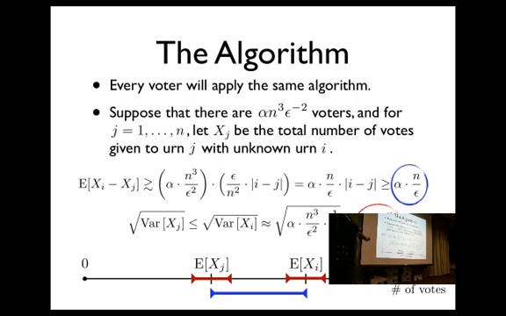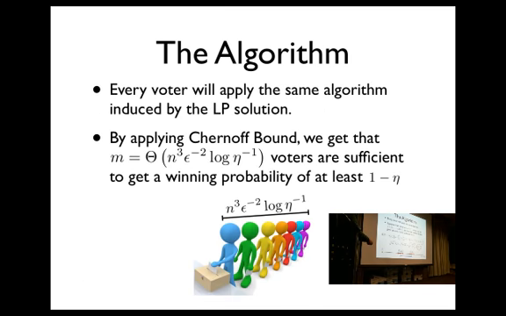And in fact, that's really the heart of the argument, plus, of course, the solution of the linear program. That's, I guess, even more important. But once you have this, you can easily apply a Chernoff bound to show that it's not just that I will win against a given urn j, but actually you can get a win against every other urn. And so that's why n cubed over epsilon squared times log 1 over eta many voters are enough to get a probability of 1 minus eta. Okay. Right.